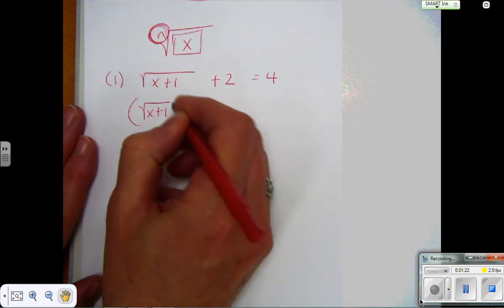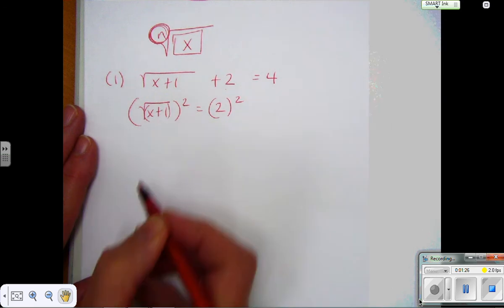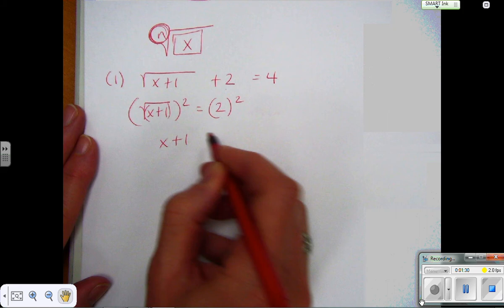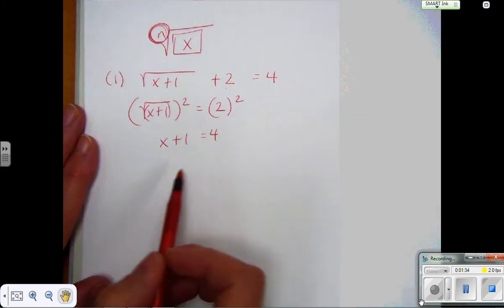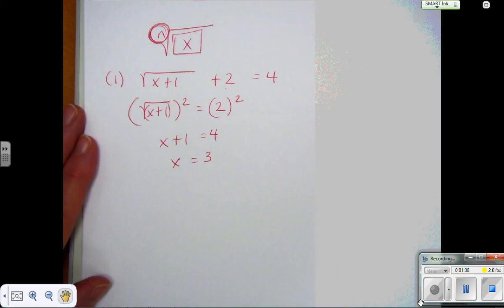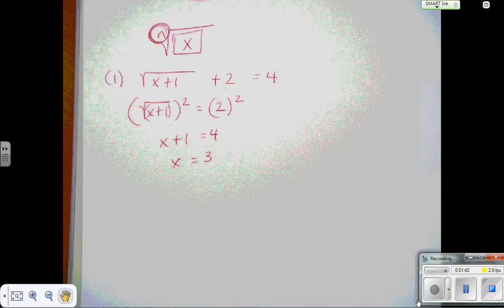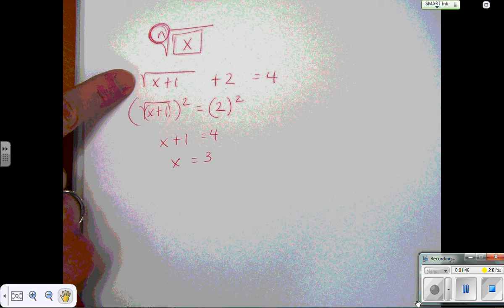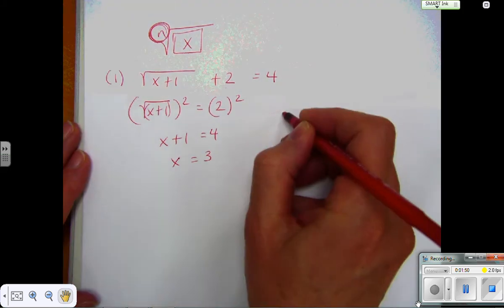Okay, so what happens when I square both sides is all that's left on the left side is the radicand, the x plus 1. And then on the right side, I'm going to get 4. So I want to subtract 1. X equals 3. Okay, so the important part is after you solve, you need to check your answer. So I'm going to take the solution and plug it back into the original equation and make sure that it works. So I'm going to plug the 3 in.